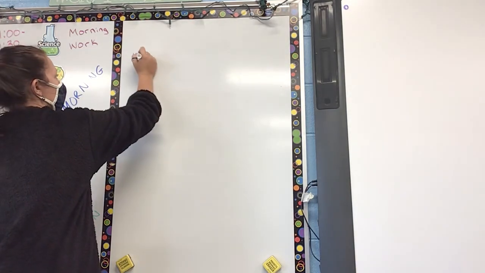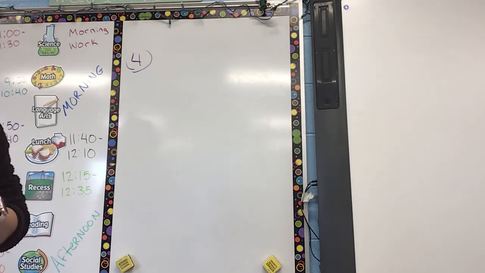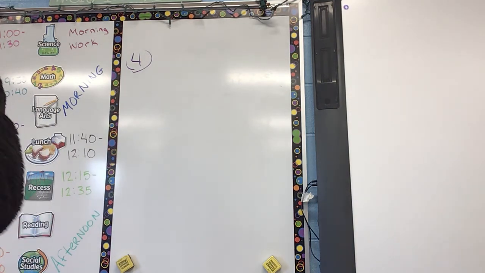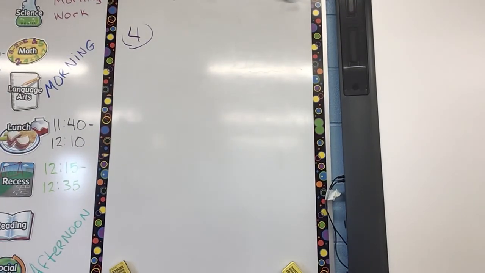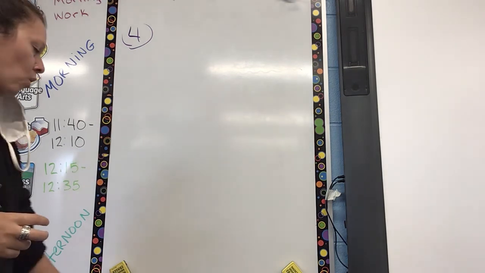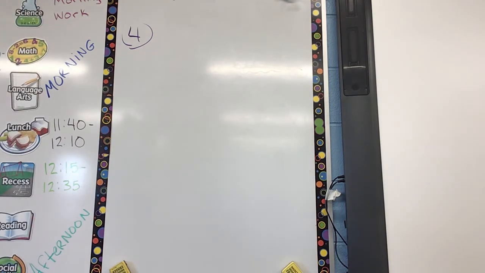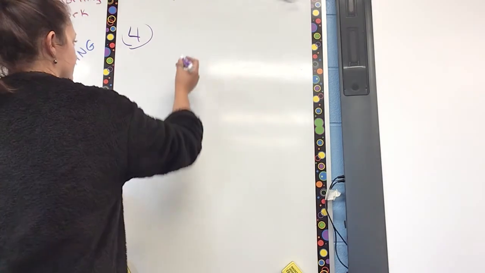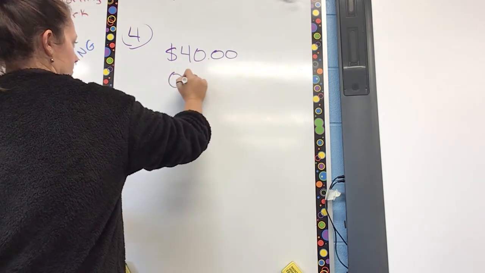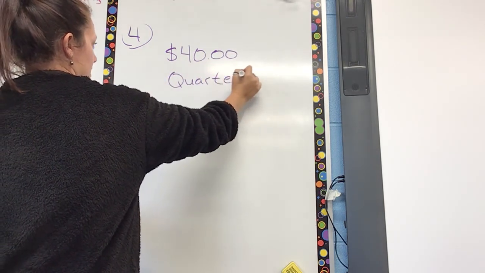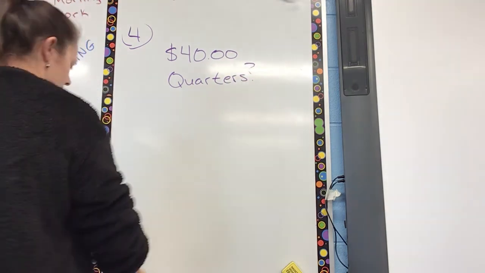This is number 4. All right, number 4 says, how many quarters are there in $40? How many quarters are in $40? Go ahead now. How many quarters in $40?